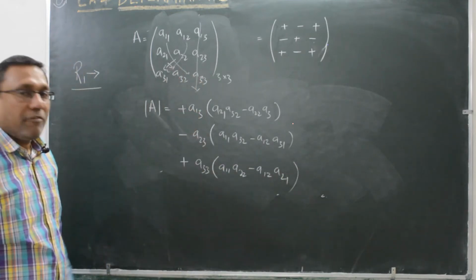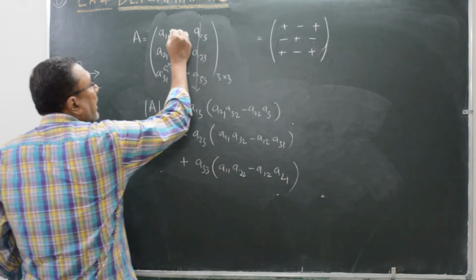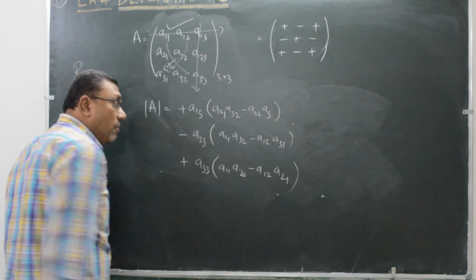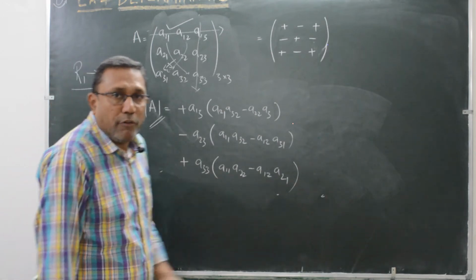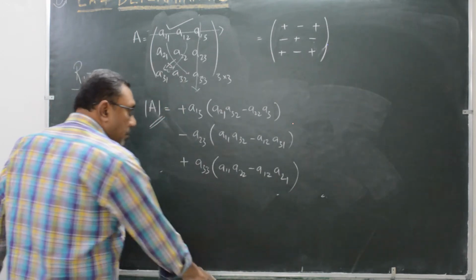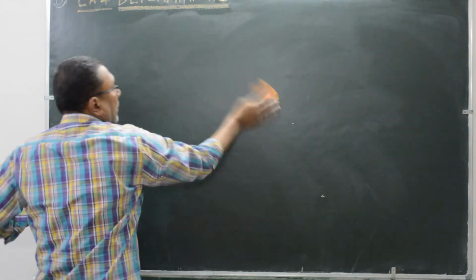If you simplify, we should get the same answer that we got when we expanded through the first row. This is the unique number associated, which we call the determinant. Let us jump into the exercises given in the textbook, 4.1. We'll find the determinant value for the given problems. Straight away I'll take the exercises.